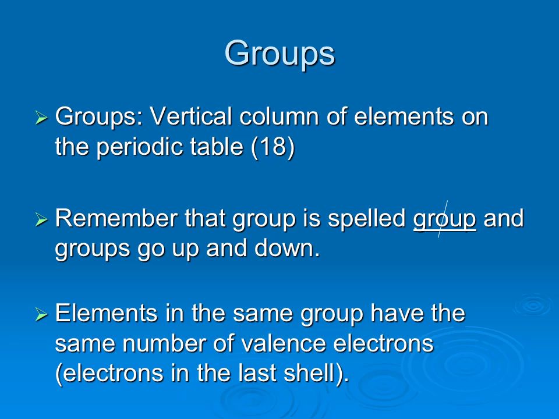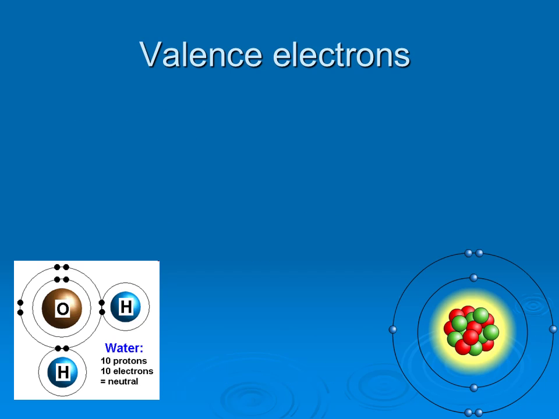How many are in group 18? Yep, 8. And how many does each atom want to be happy and full? 8. Every atom's goal is to have 8 valence electrons. That's what will make it happy.